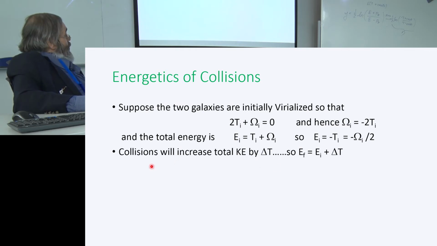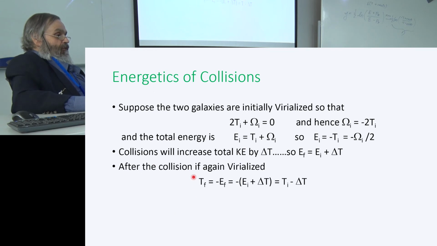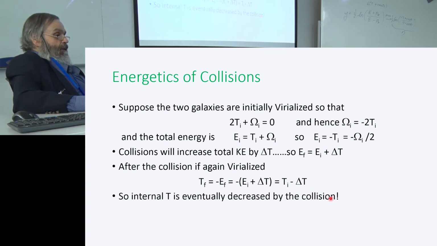Now when these 2 galaxies collide, the kinetic energy will increase. They'll be accelerated towards each other by gravity. So the final energy will be the initial energy plus whatever the kinetic energy change was, so delta T will go up by this. After the collision, if it's again virialized, the final energy will be minus the final kinetic energy, which is E_I plus delta T, which will be minus T_I plus delta T. So the internal kinetic energy is actually decreased by the collision.